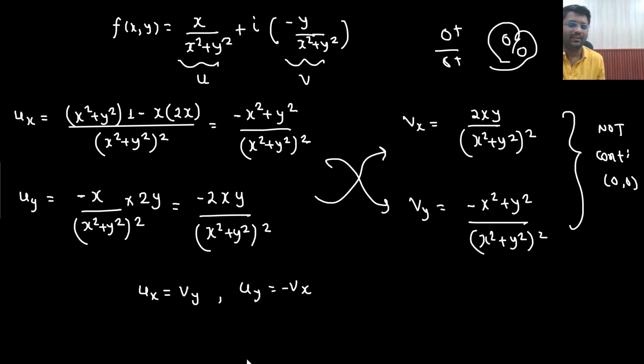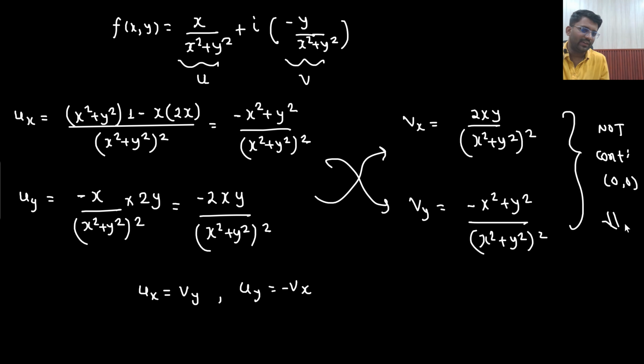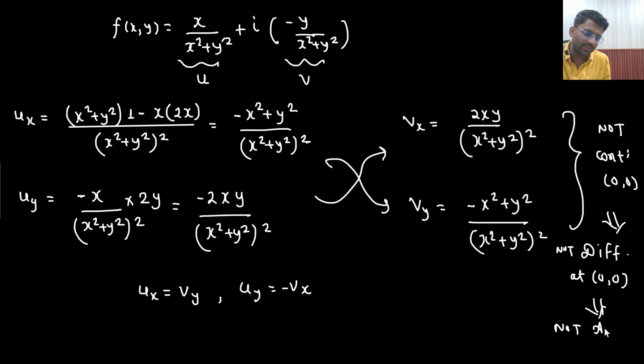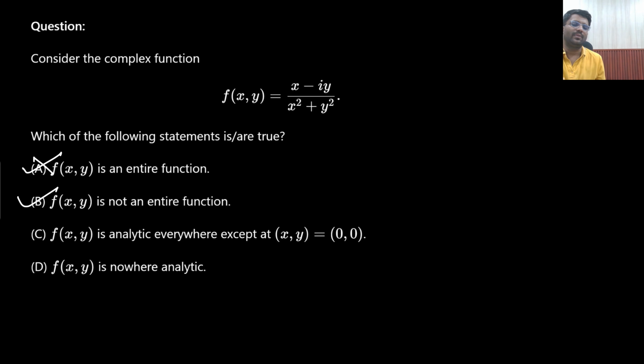Indeterminate form is 0 plus divided by 0 plus. Undefined is 0 by 0. This discussion we have already done, right? So it will become undefined at 0, 0. That means it is not continuous at 0, 0. So all these functions are not continuous at 0, 0. What does that mean? That means it will not be differentiable at 0, 0. What does that mean? That means it will not be analytic at 0, 0. Rest all the points, they are analytic, but not at 0, 0. So f of x, y is analytic everywhere except 0, 0. Okay, and this option is wrong. So it is not an entire function, and it is analytic everywhere except 0, 0.